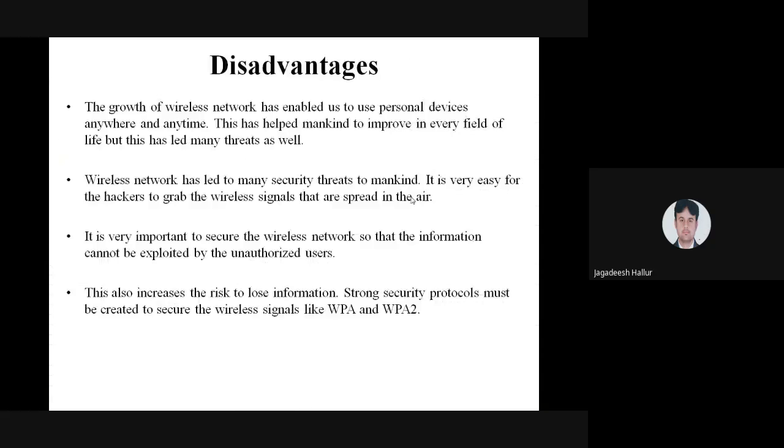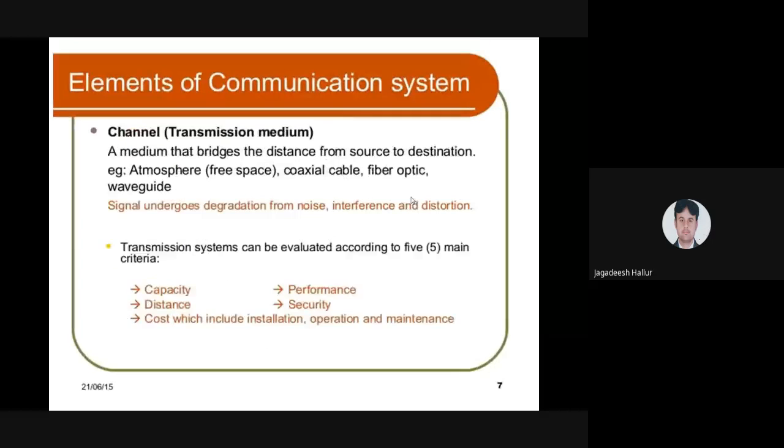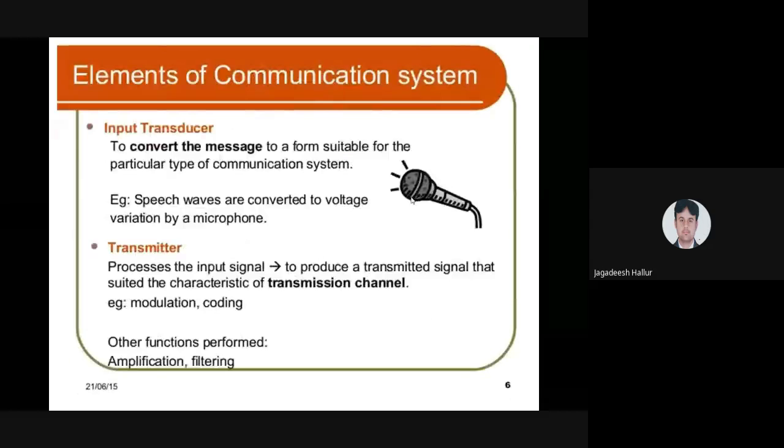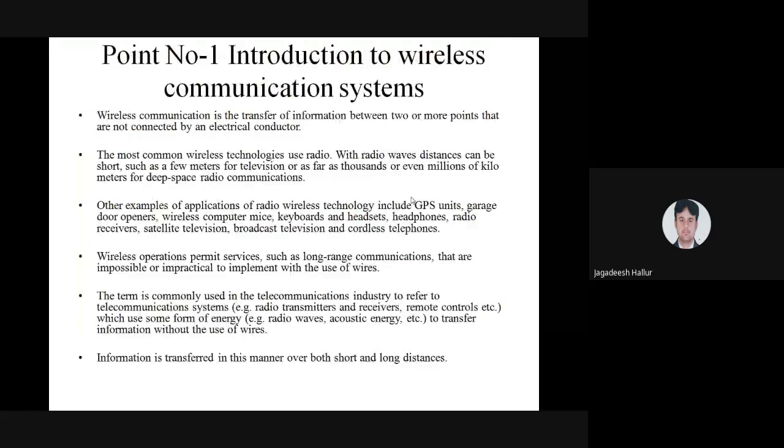This is point number 1, introduction to wireless communication system. So remember, you have to give an answer for any two points out of this. When I ask you the question, what are the elements of this communication system? What is the actual function of that block? What is wireless? What is the difference between wired and wireless? We'll see that next.